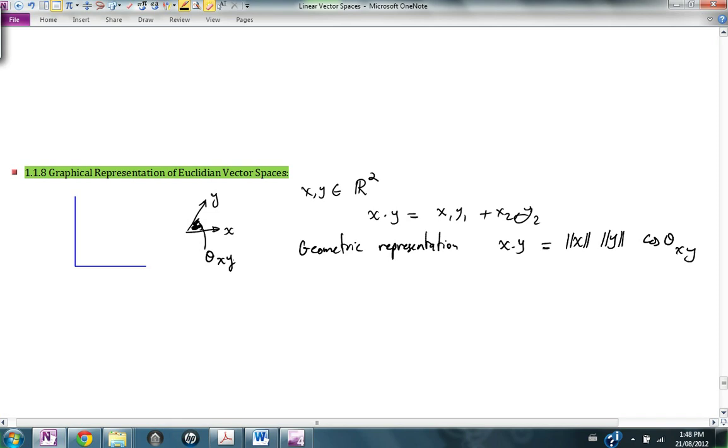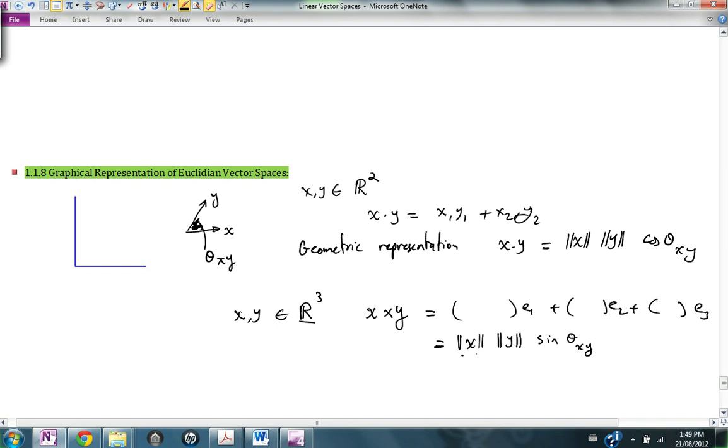If I have x and y in R3, I can take the cross product. Remember, the cross product is only defined in R3. X cross y is defined as above. This is also equal to the size of x, the size of y, sine theta xy. All these are numbers, but x cross y gives me a vector, so I have another vector n.